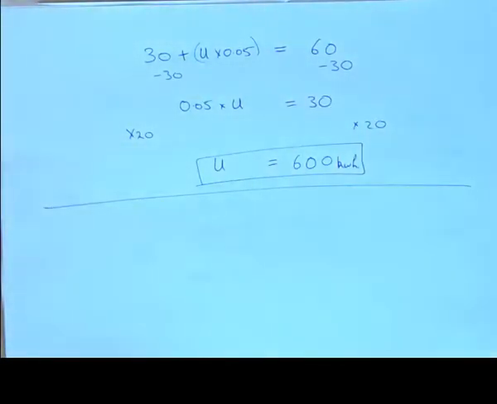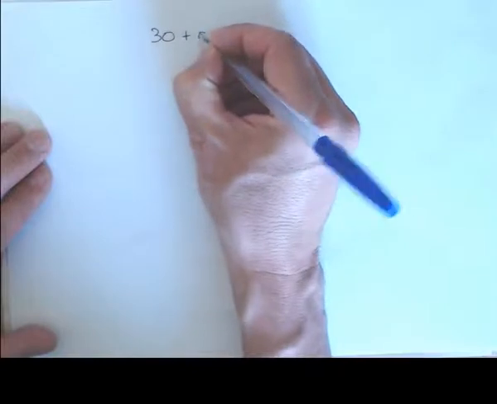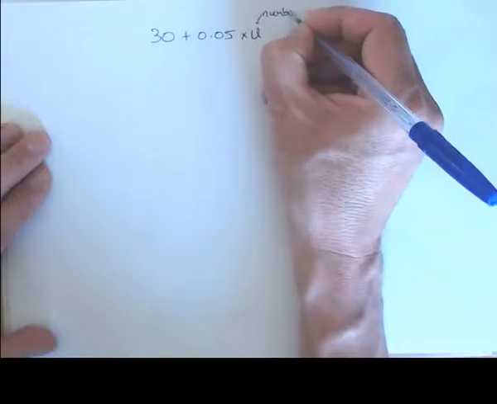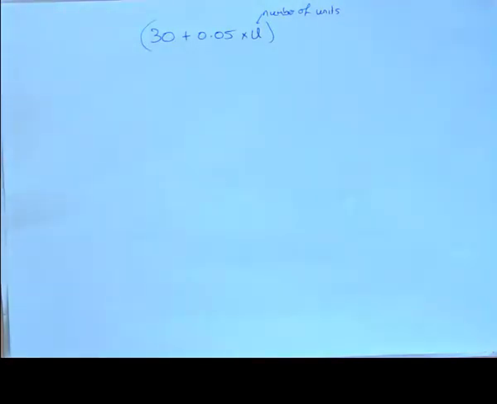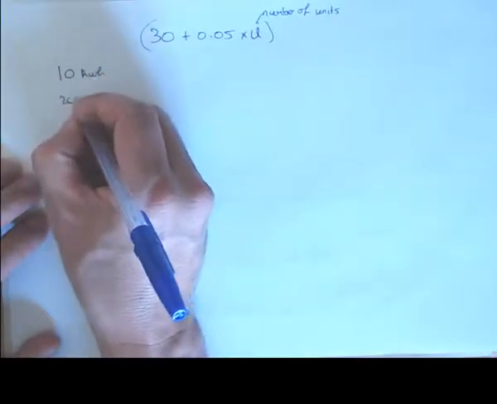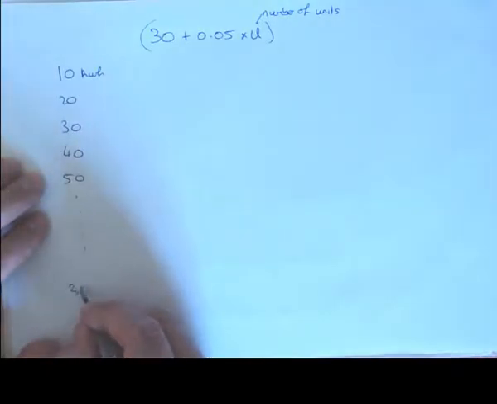But a lot of the time when we're predicting the future, or we want to think about different options, we want to know what all the different results are going to be for different amounts of units that you're going to use. So we still have our formula, the 30 plus 0.05 times the number of units. This is the number of units that you use. But we're going to look at all the different inputs that we can have. So we're going to look at, say, 10 kilowatt hours, 20, 30, 40, 50 kilowatt hours, and so on, maybe up to 300 kilowatt hours.